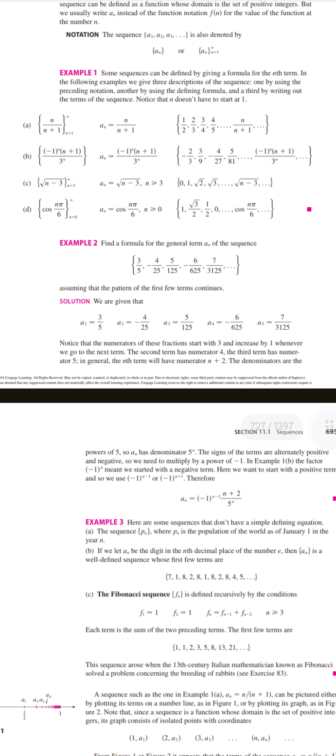B: the sequence whose numerator is (-1)^n (n+1) over 3 to the power n, where a sub n equals (-1)^n (n+1) over 3 to the power n.